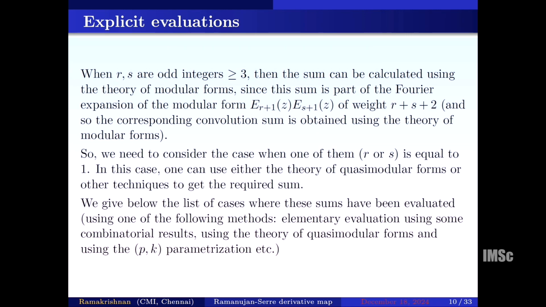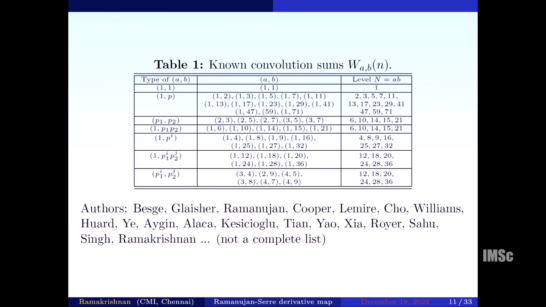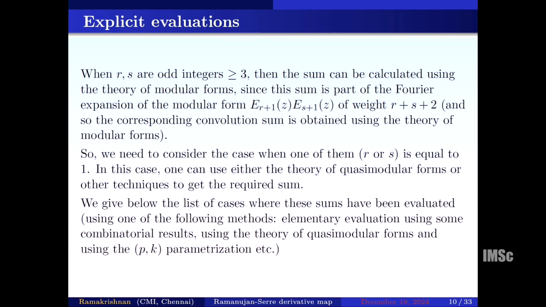Okay, so explicit evaluations. When R and S are odd integers greater than or equal to 3, the sum can be calculated using the theory of modular forms. The sum is part of the Fourier expansion of the product of the modular forms E_{R+1}(z) and E_{S+1}(z), both of which are modular forms, and therefore the product is a modular form of weight R plus S plus 2. Therefore, you can express this in terms of a basis, and the coefficient that comes out is the convolution sum. So that is easy when both R and S are greater than or equal to 3.